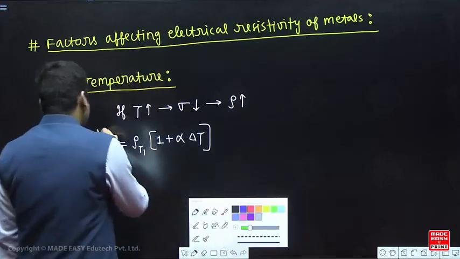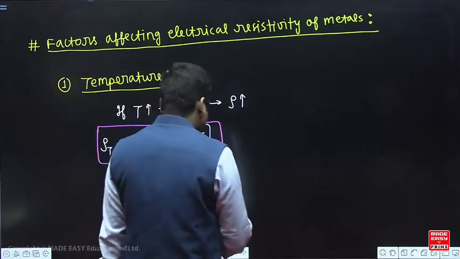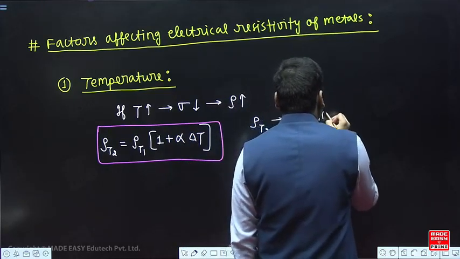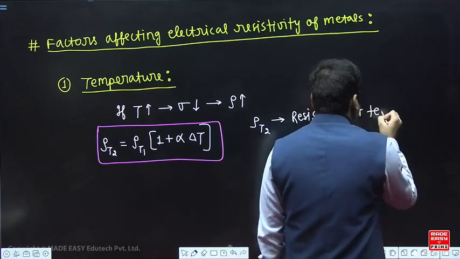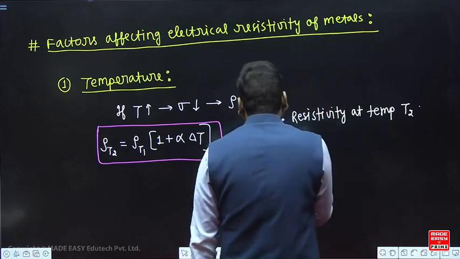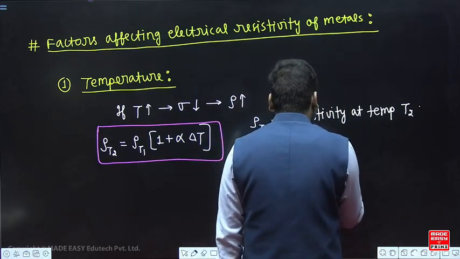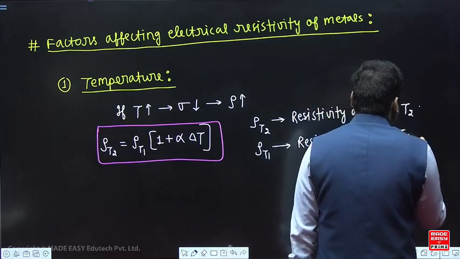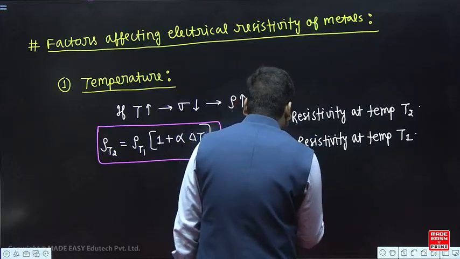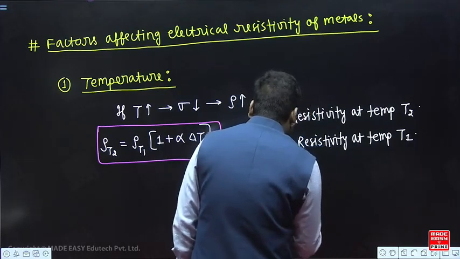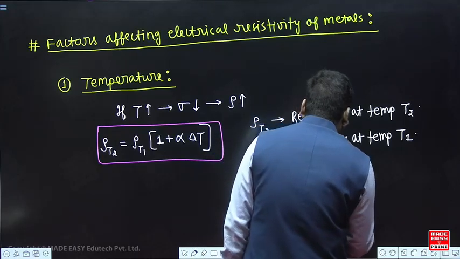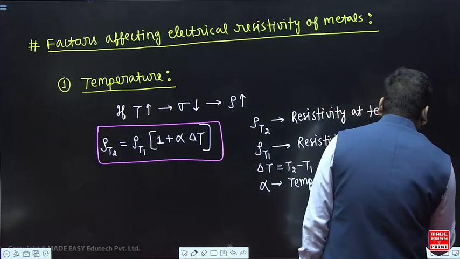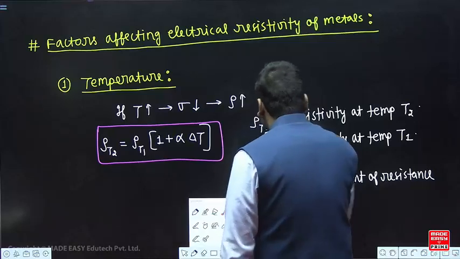This way the resistivity can be written, where rho T2 is resistivity at temperature T2, rho T1 is resistivity at temperature T1, delta T is T2 minus T1, and alpha is the temperature coefficient of resistance. It is always a positive value.